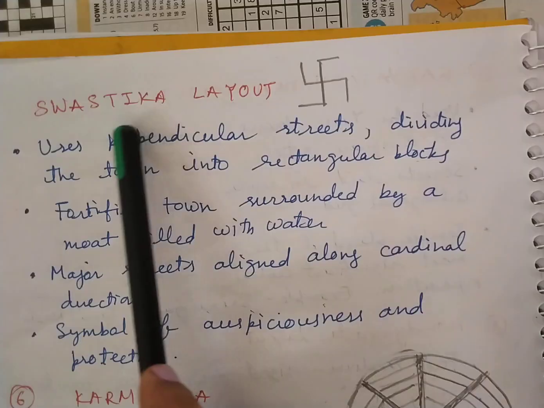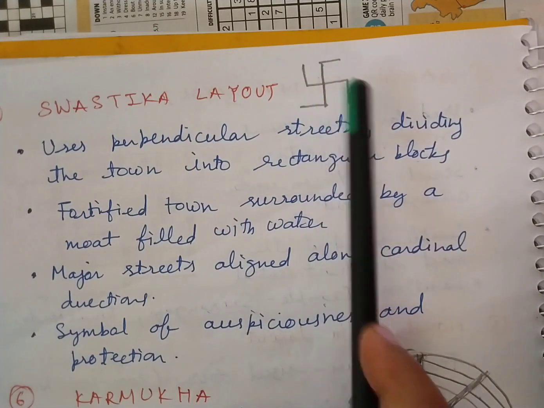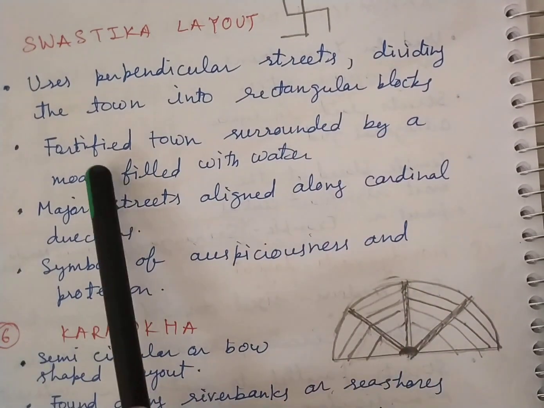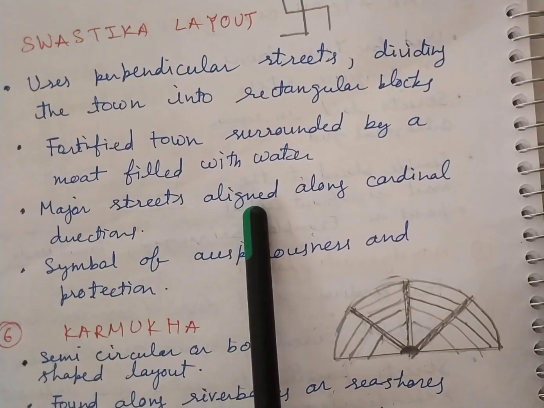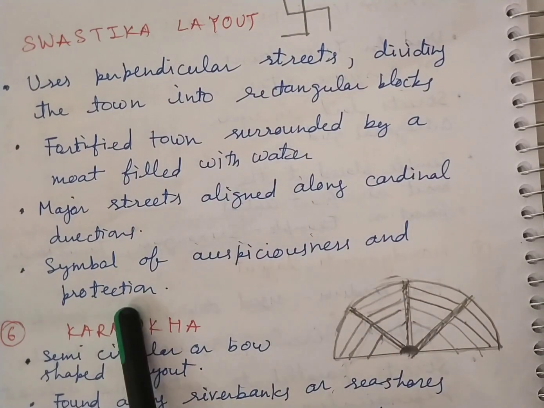Next is Swastika layout. This uses perpendicular streets dividing the town into rectangular blocks. Fortified town surrounded by moat filled with water. Major streets lying along cardinal direction, symbol of auspiciousness and protection.